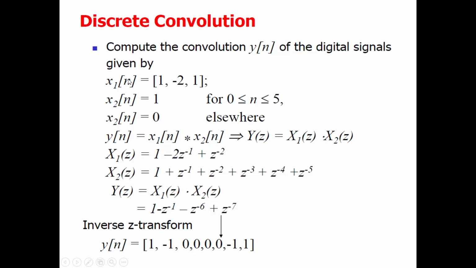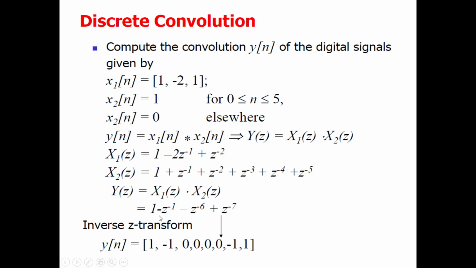That means if we take the z transform of x1[n], it gives me 1 minus 2 z to the power minus 1 plus z to the power minus 2. X2(z) will be given by, because it is 1 from 0 to 5 and 0 otherwise, 1 plus z to the power minus 1, z to the power minus 2, up to z to the power minus 5. Now in the z domain we have to multiply the two expressions, and then we will get the final Y(z), which is the multiplication of X1(z) and X2(z), but it is equivalent to the convolution of x1[n] with x2[n].